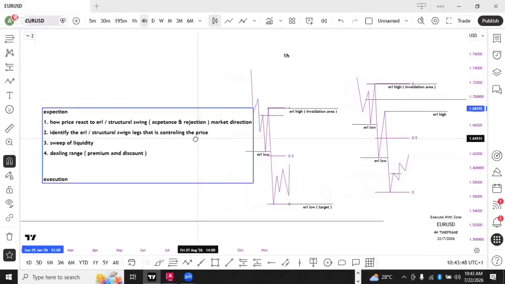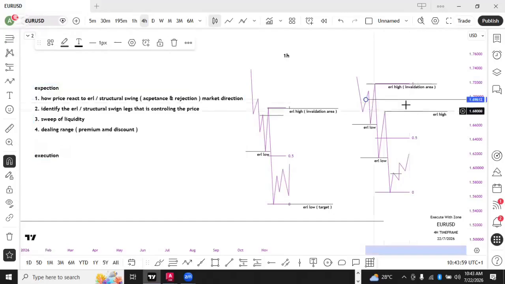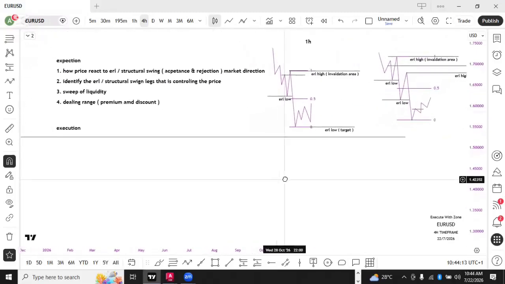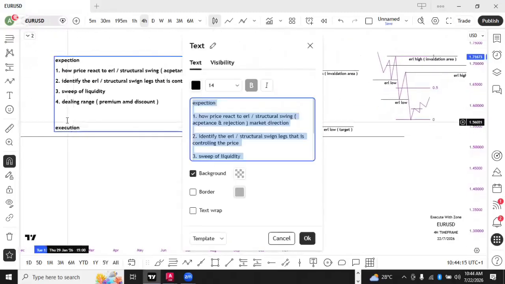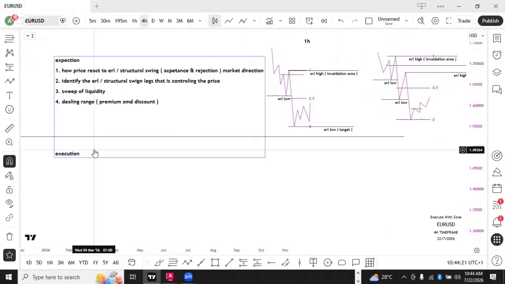The first major thing you need to understand is your expectation. I know I'm in a bearish structure, and my expectation for this bearish structure to continue is to come to this premium area here inside the higher time frame key level. I don't know if my explanation is clear. The next question you ask yourself is your expectation. And what is your expectation?